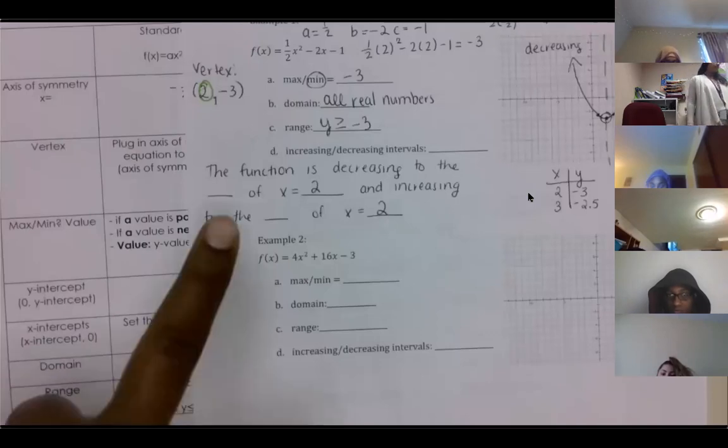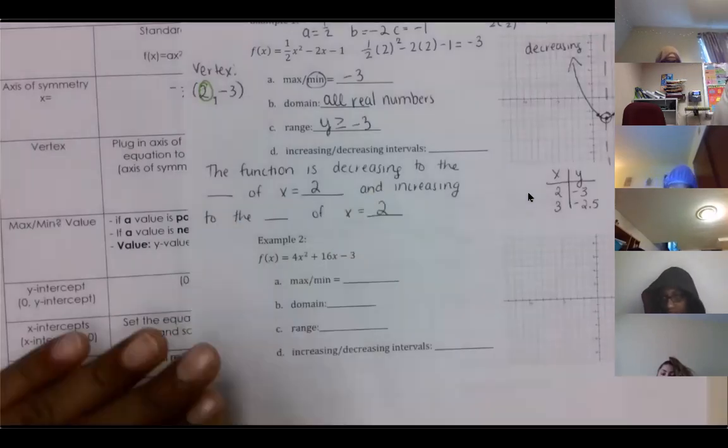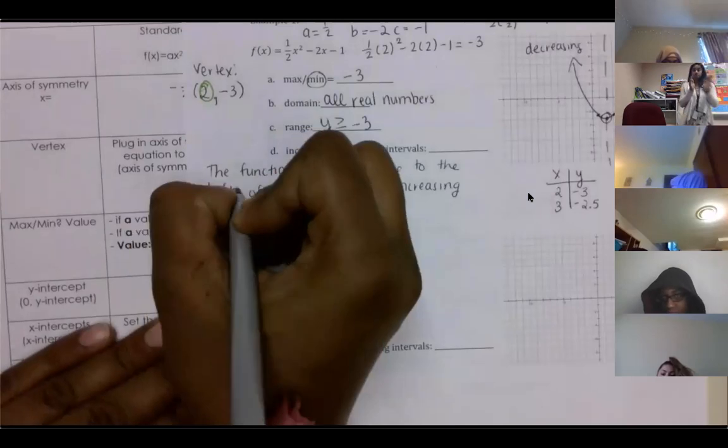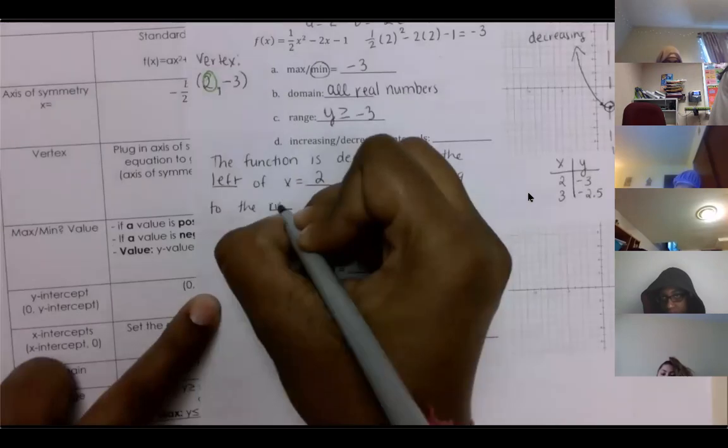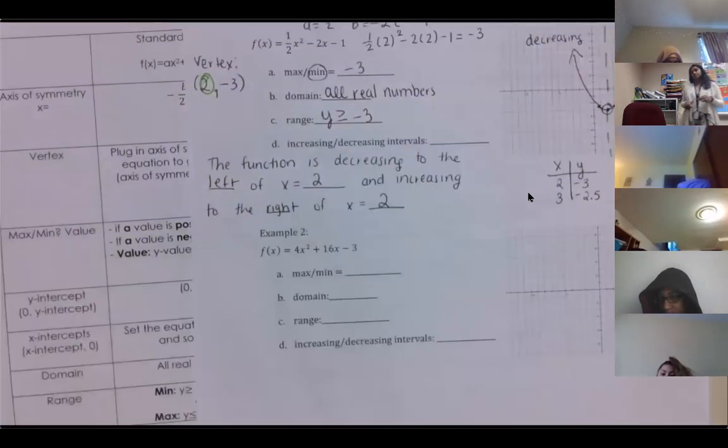So the function is decreasing to the left of x equals 2, where the vertex is, and it's increasing to the right of x equals 2. Any questions about how we filled out the blanks for increasing and decreasing intervals? On Big Ideas Math, it's going to be drag and drop, so you just have to fill in those blanks with those terms when you're doing your assignment tonight.